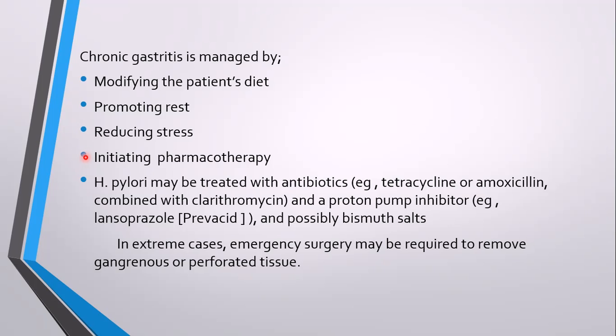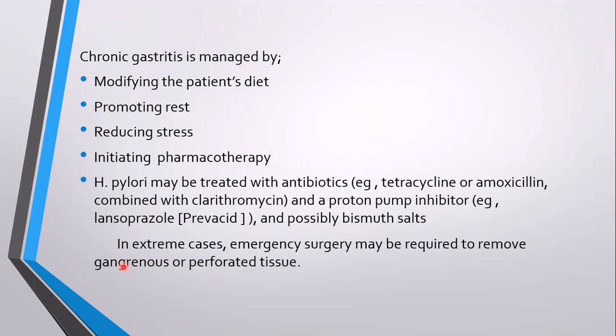Then initiating pharmacotherapy. Pharmacotherapy is the medicine which the doctor prescribes. Helicobacter pylori may be treated with antibiotics, as any bacterial infection is treated by antibiotics. In this case, we generally give them tetracycline or amoxicillin, or a combination of antibiotics. Maybe two antibiotics together will be given to treat the infection, and a proton pump inhibitor like lansoprazole, and possibly bismuth salts.